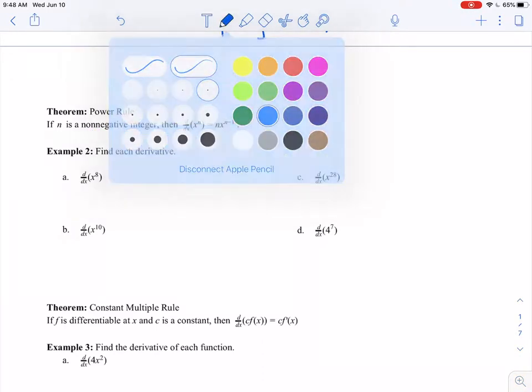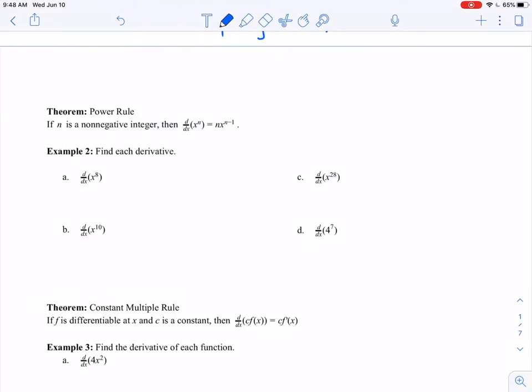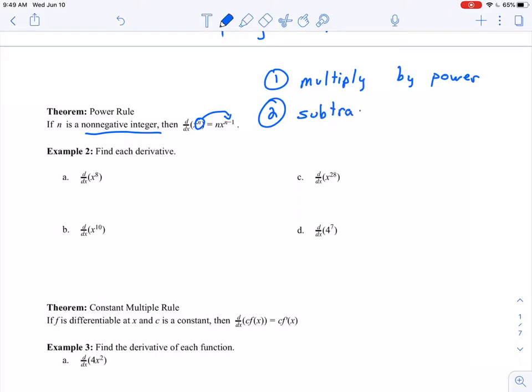The power rule essentially says when you're dealing with a non-negative integer, you can break the derivative down into 2 steps. First, what do we do with this n? Well, we multiply by that n. So we multiply by the power of your variable. Second, what do we do with that power then? Well, we take that power, we subtract 1 from the power.